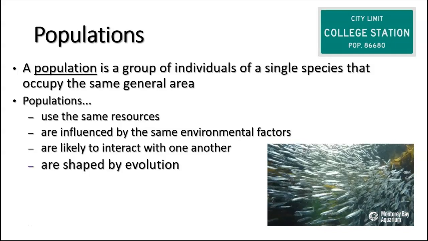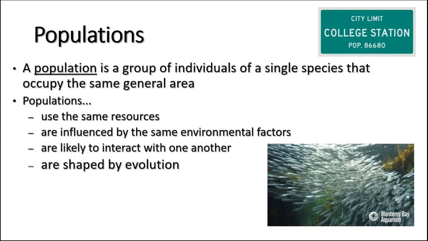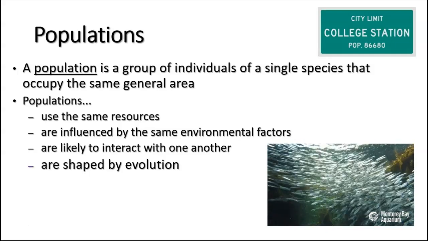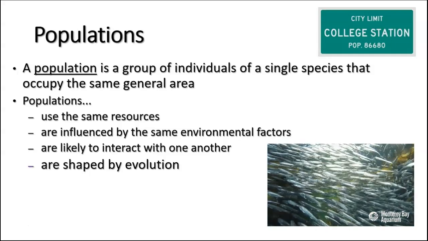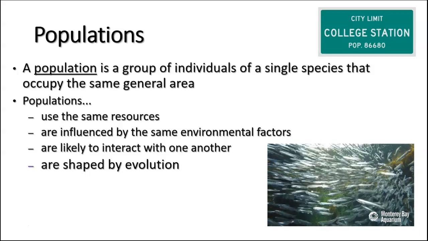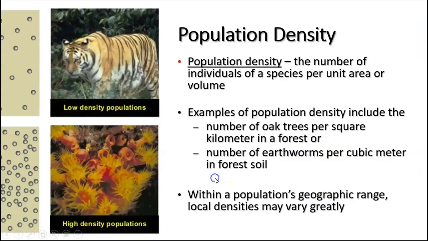And of course, the population as a whole is shaped by evolution. Remember, evolution doesn't occur to individuals. It occurs to populations because of the ways they deal with the environment they live in. So when we talk about populations, we also have to talk about how the population is arranged in the area that we're talking about. To do that, we talk about population density, which is the number of individuals of a species per unit area or volume.